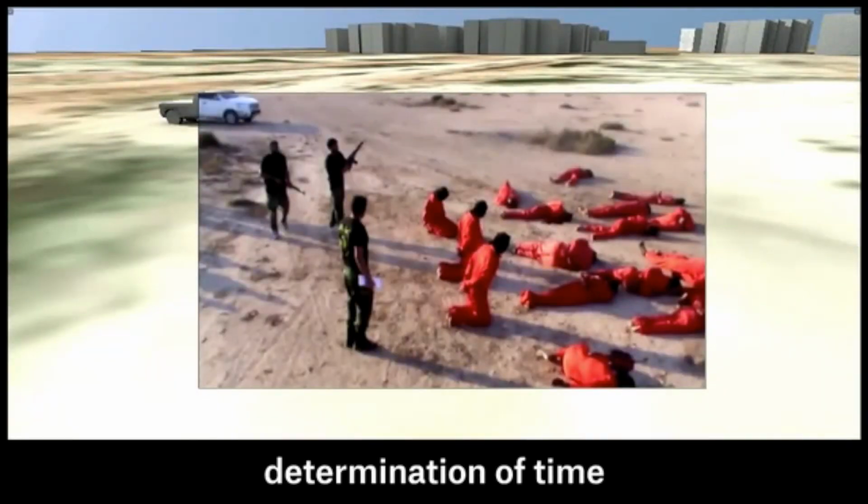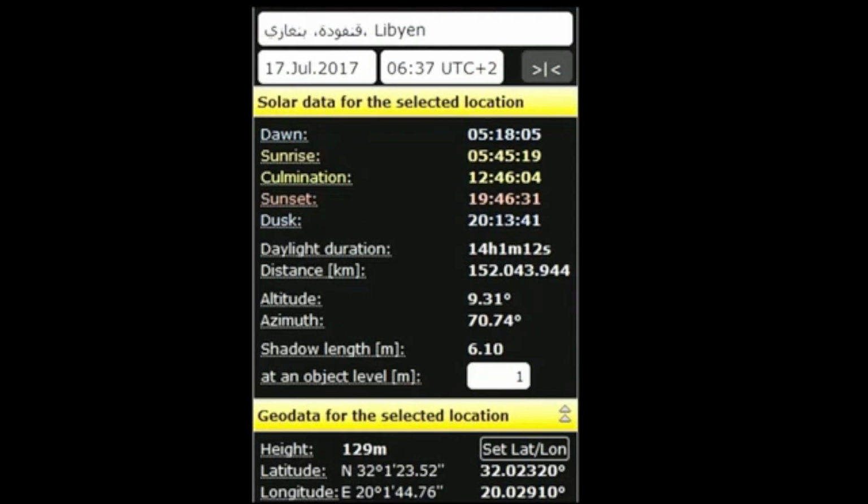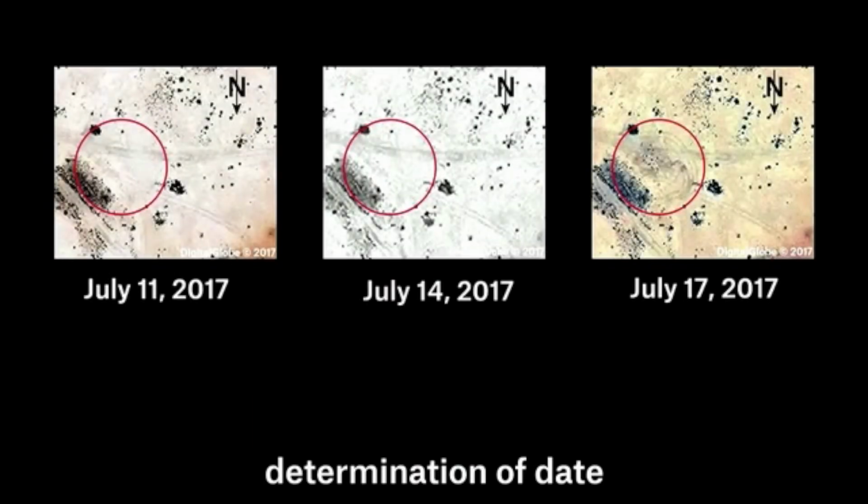So using a plugin for Blender, we could actually determine the exact time this video was filmed down to the minute. So once we had that, we checked the satellite imagery to see when the marks appeared on the ground. That allowed us to narrow down the date range when this video would have actually been filmed. And finally, this allowed us to establish the exact time and location and the approximate date of when it was filmed.